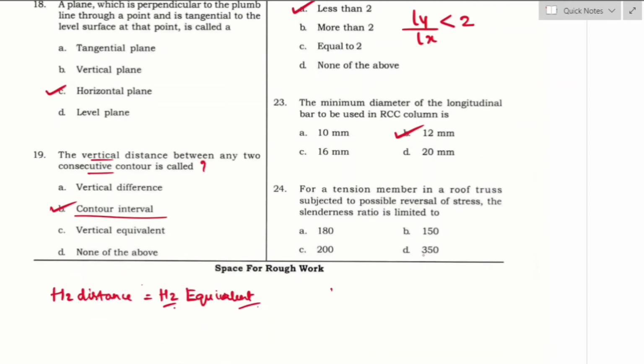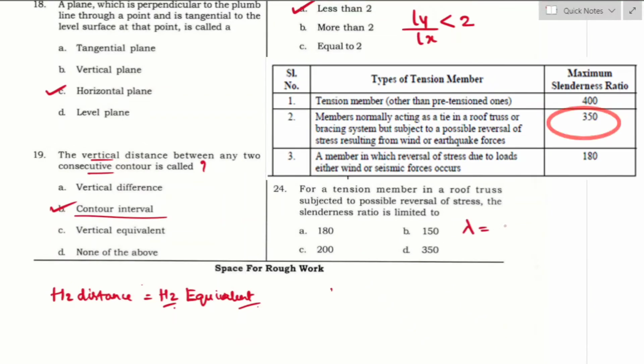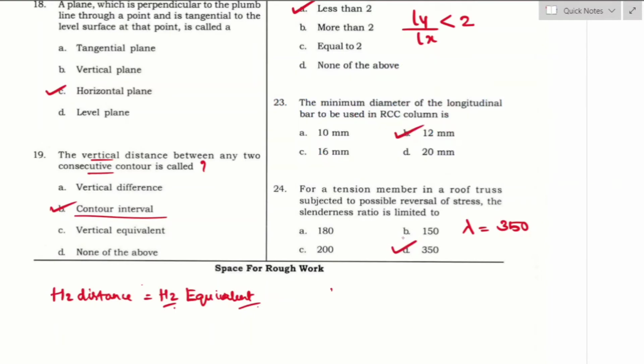Question number 24. For a tension member in a roof truss subjected to possible reversal of stress, the slenderness ratio is limited to. The slenderness ratio shall be limited to 350. Option D is the right answer.